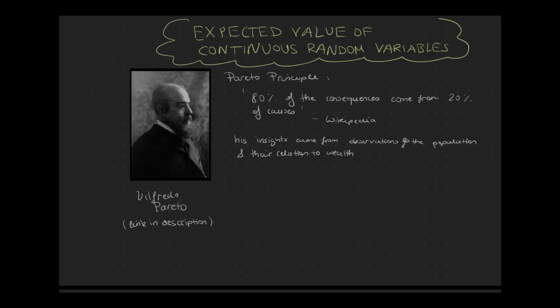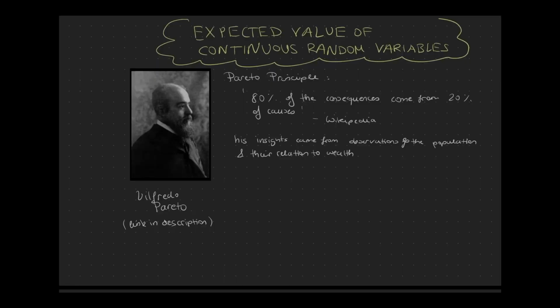Welcome to Statistics 101. Today we will talk about expectation values for continuous random variables. So let's begin. You all probably know Wilfredo Pareto and have heard about the infamous Pareto principle that says 80% of the consequences come from 20% of causes.